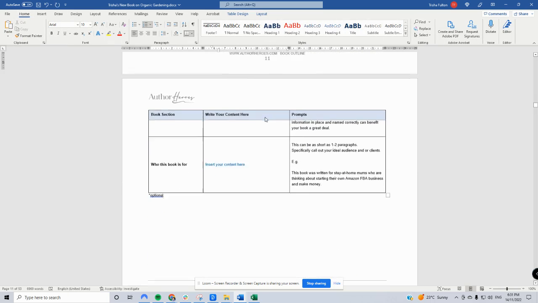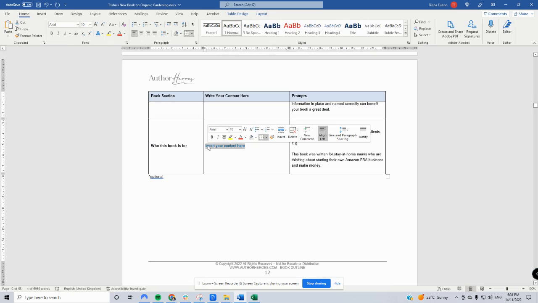Okay, who this book is for. So this is someone who's a corporate person. This is someone who's an employee. Perhaps this is really good for someone who's in a startup because that's pretty high pressure.